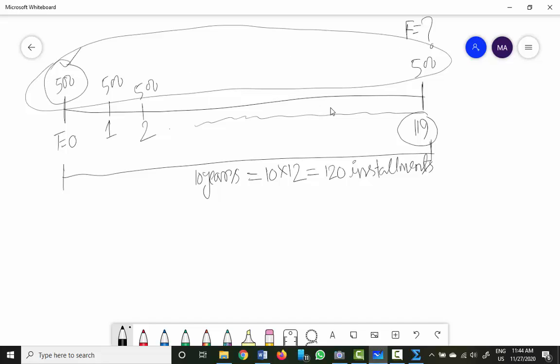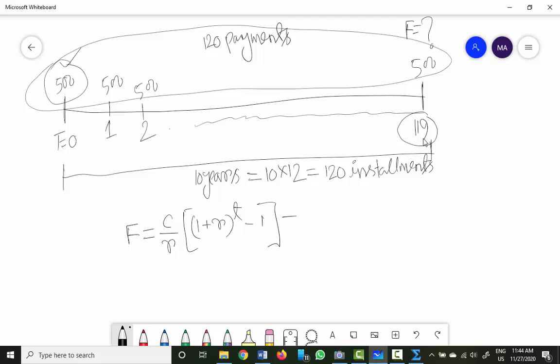It doesn't matter what number you have here. You need to consider how many cash flows are there. Here we have a total of 120 payments. So we need to find out the future value of 120 payments. So the future value is equal to C divided by R, bracket, 1 plus R power T minus 1.